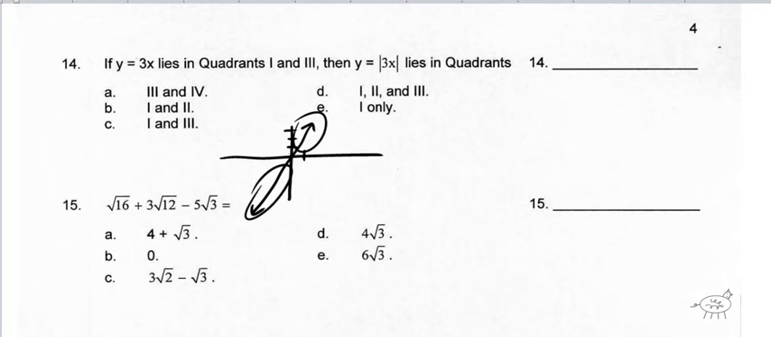All right, number 14. If y equals 3x lies in quadrants 1 and 3, then the absolute value. Well, think about it. Let's graph this real quickly. 3x, kind of like this, right? And basically what the absolute value does is it takes this part here, which keeps it the same place because it's positive, but it takes this part here and draws it up like that, because it's always positive. So when it hits the 0 point right here, it makes it positive again. So really the quadrants are 1 and 2, which is B.